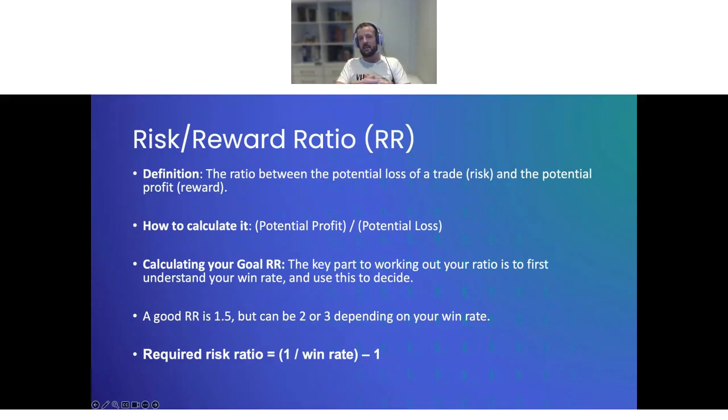Your thesis is that it's going to break out from this price and it's going to reach a certain level, and you're right. That is really what we call a win. So what you need to work out is the number of times you are right. And really that will define what your risk reward ratio is and what it should be.